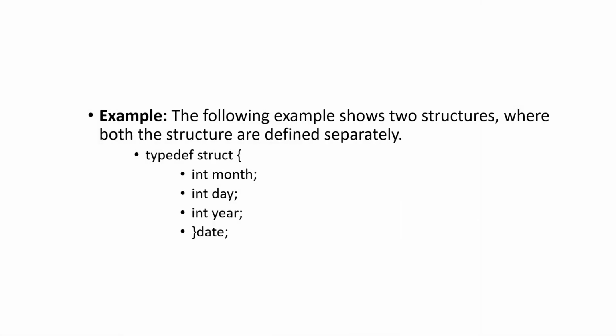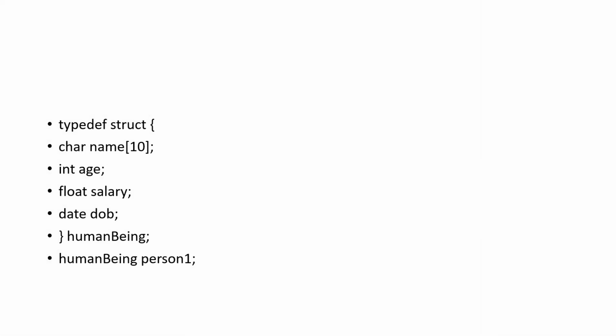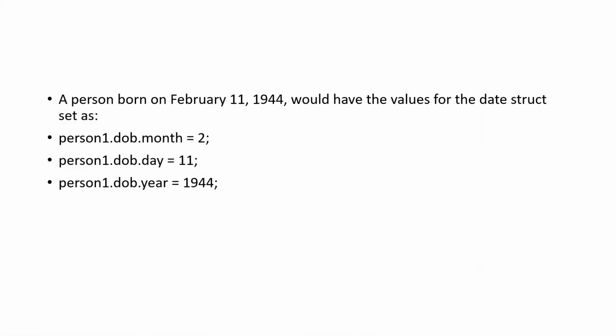The following example shows two structures where both structures are defined separately. Typedef struct int month, int day, int year, date. Typedef struct. So here we can see human being person 1. We are creating a new structure variable. A person born on February 11 would have these values of date struct. So this is a way of initializing the values for month, date, and year.